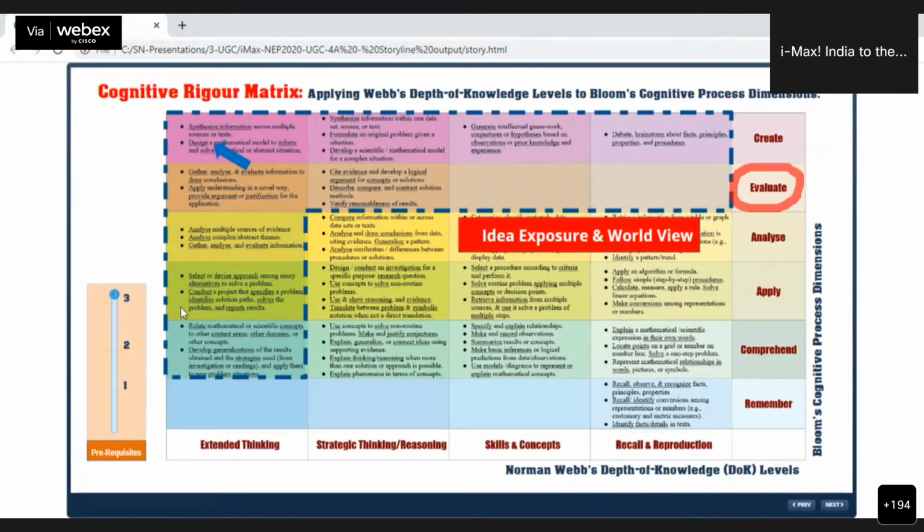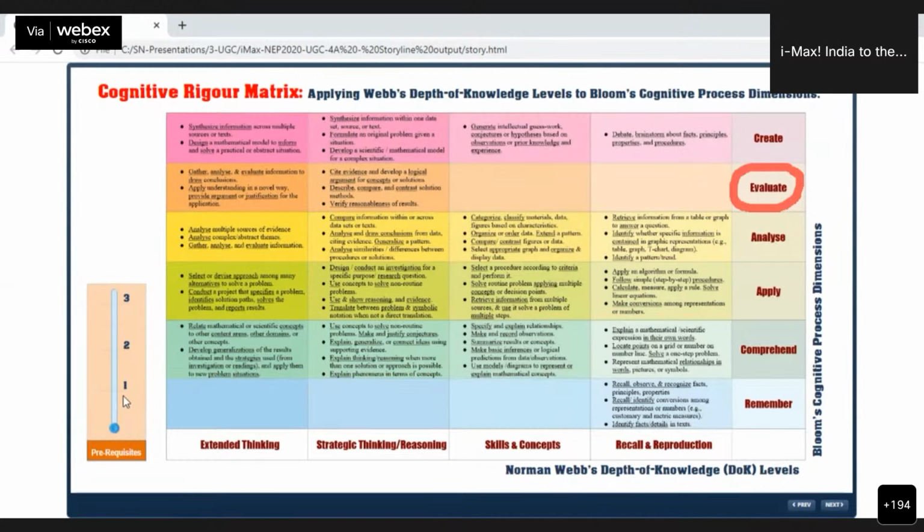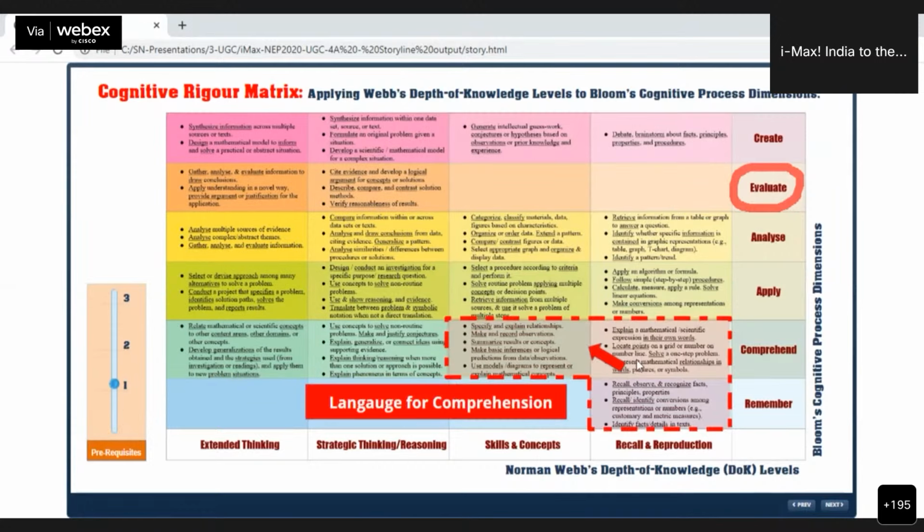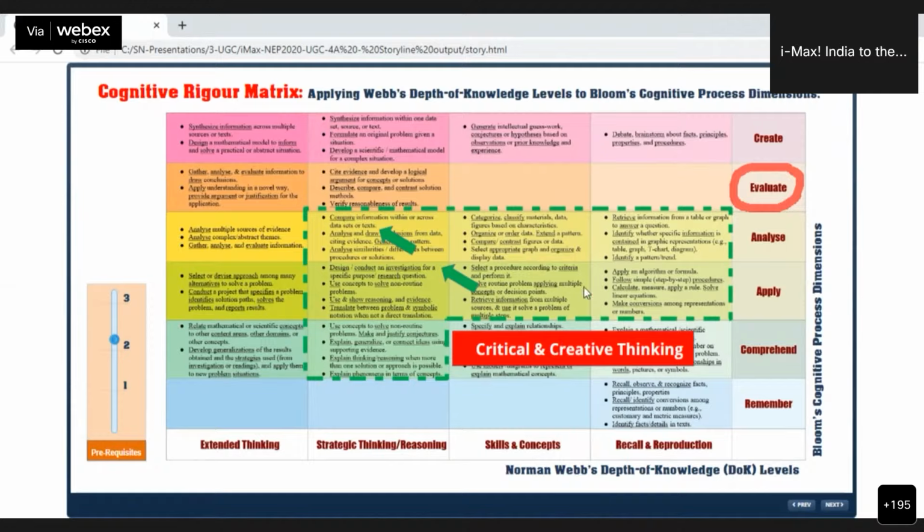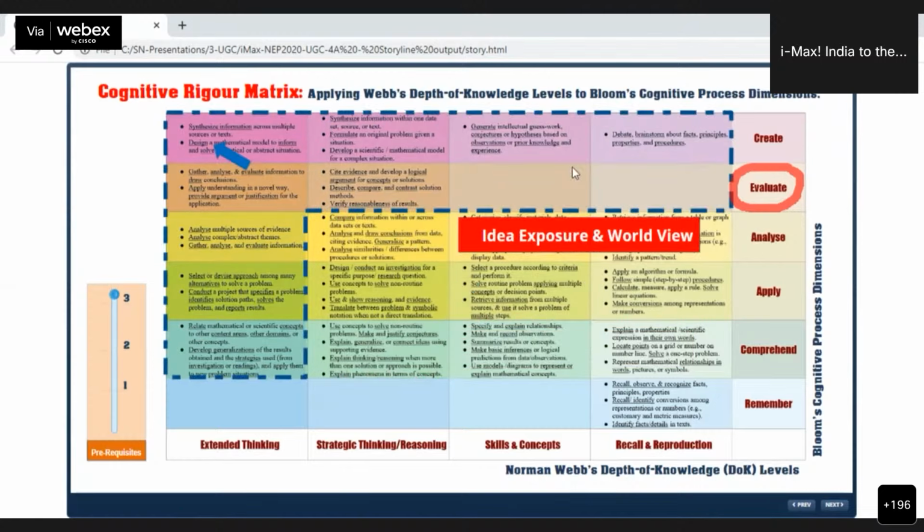Now, I am going to speak about this one by one. I explained that unless we have language for comprehension, we are not going to develop any insight. Similarly, unless we have critical and creative thinking, we are not going to develop any rational thinking. Then point number 3, this is the most difficult thing, because idea exposure and worldview. To develop anything new, to do the higher order thinking like evaluation and creation, we require idea exposure and worldview.